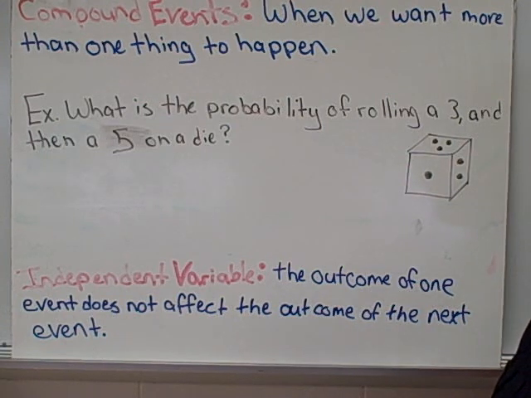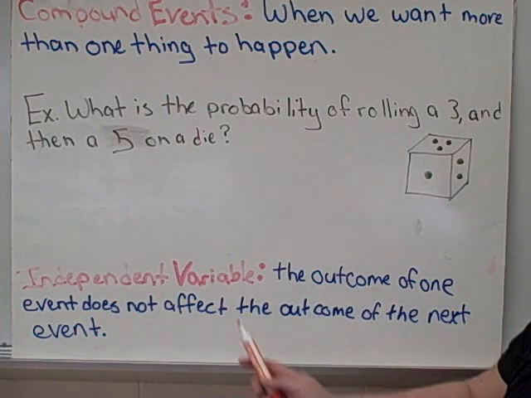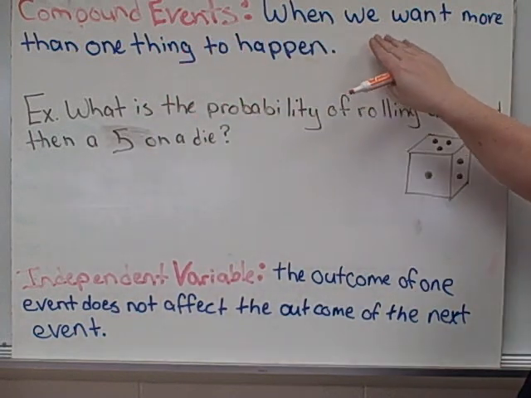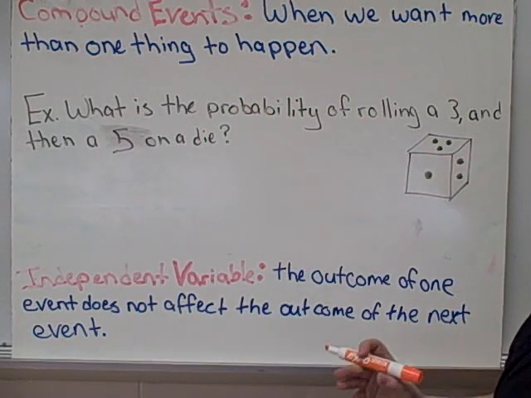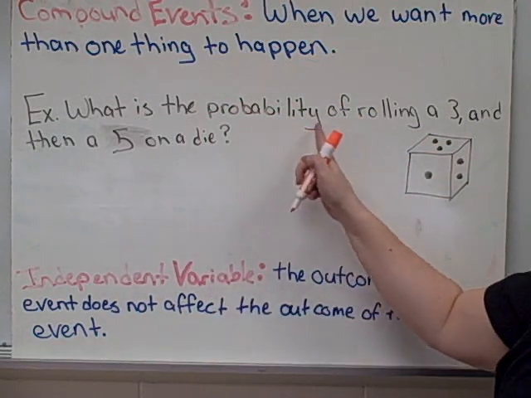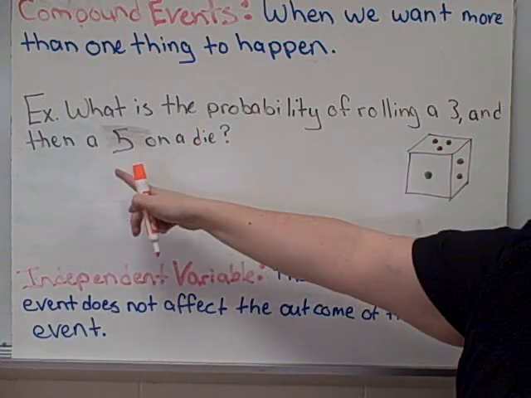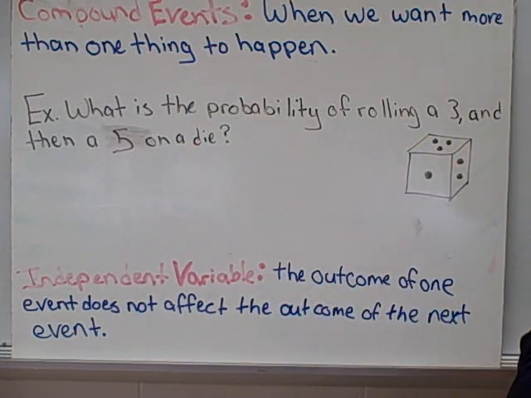Welcome to probability of compound events and area probability. So a compound event is when we want more than one thing to happen. Okay, so an example, what is the probability of rolling a 3 and then a 5 on a dice?